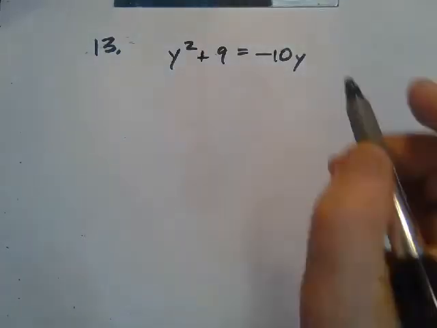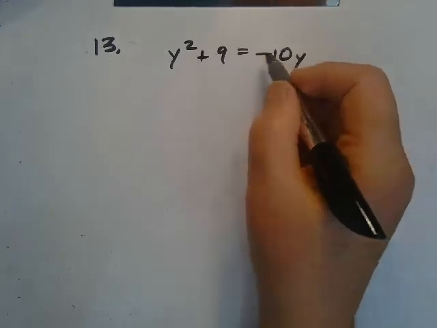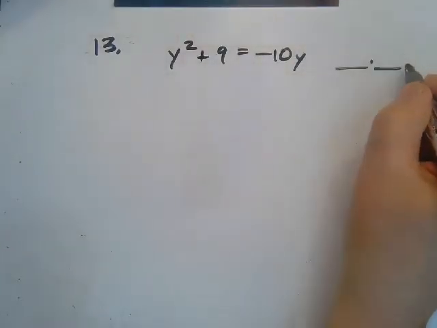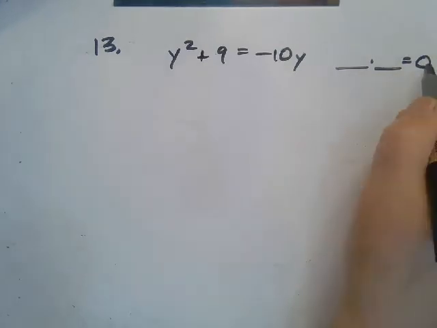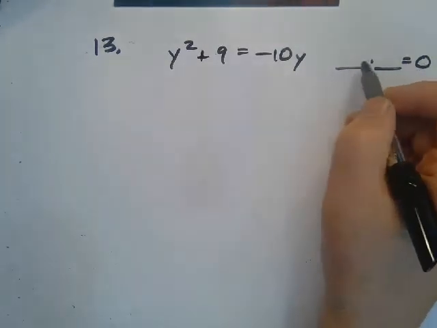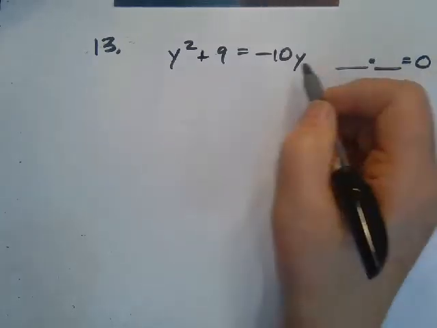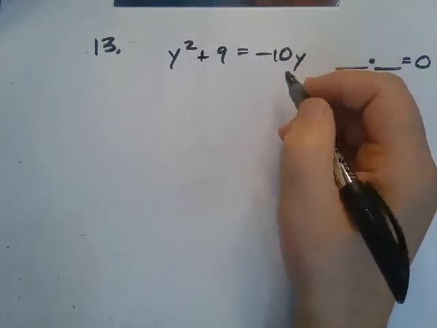You'll notice that this problem is not equal to 0, and we can only use the zero product property if there's a 0 alone on one side. So we want to get the factors equal to 0. Factors multiplied together equals 0. So I need to get this to be equal to 0.